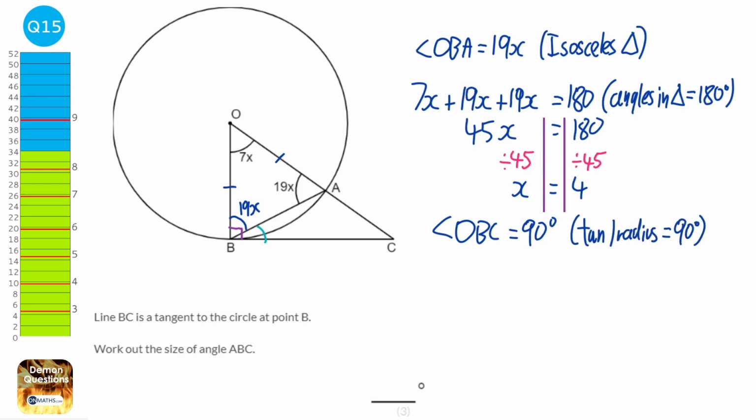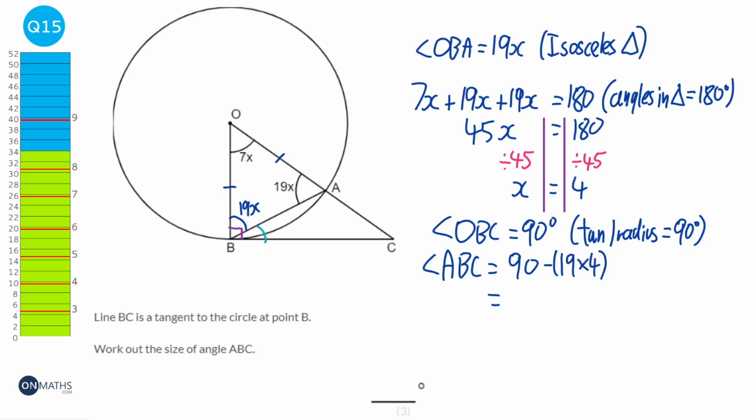And so therefore, angle ABC, which is what we're asked for, it's just 90 take away the 19x. Well, we know that 19x is 19 times 4, because we know that x is 4. And so that would be 76, so in total it would be 14 degrees. So angle ABC is 14 degrees.